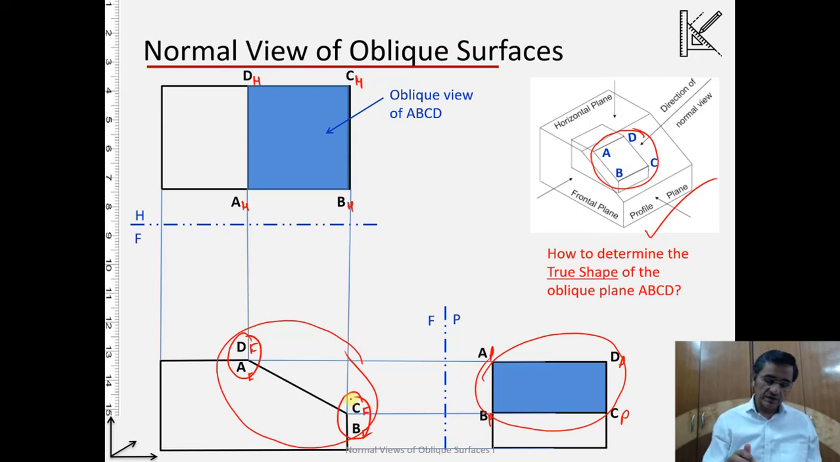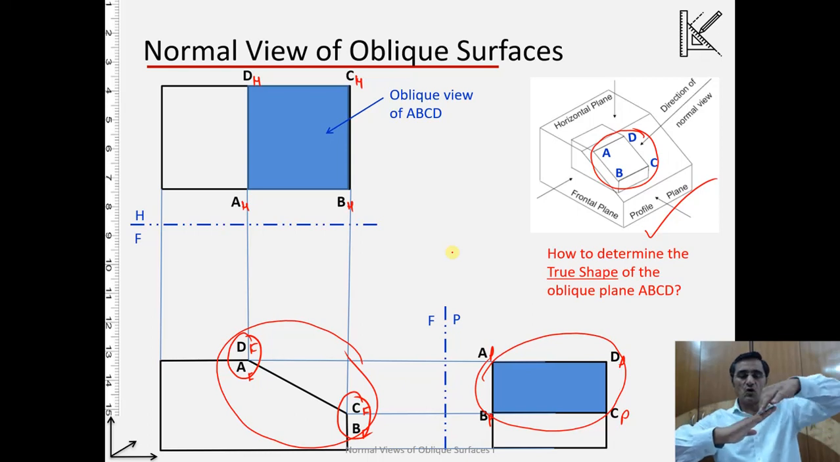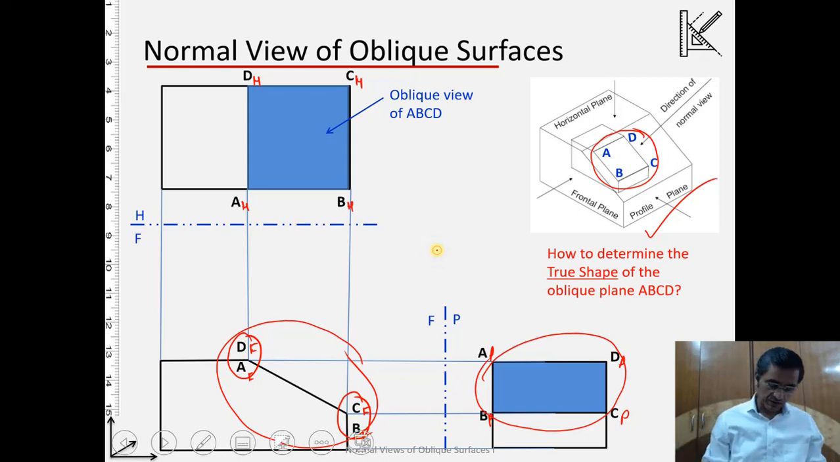One more thing that you will see: once we have the edge view for a given plane, and then I take an auxiliary plane, such that the edge view of the auxiliary plane is parallel to this edge view, so the edge view of the oblique plane and the edge view of the auxiliary plane are parallel, then in that case this oblique plane will be projected onto the auxiliary plane as the true view. So let us do that over here.